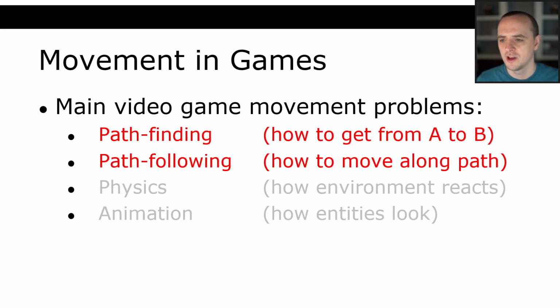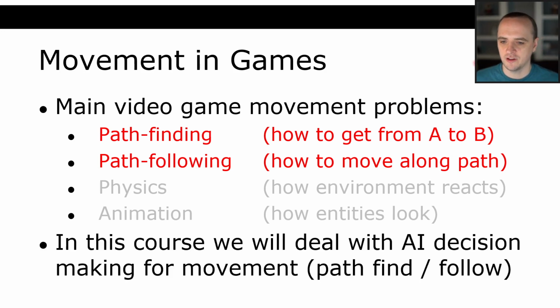But in this course, we're really only going to be looking at the first two problems here, okay? There's not enough time to go into these things because the physics and the animation are really specific to your game and what your game design goals are, right? So the physics will be different in some games, the animation will be different in some games, but pathfinding and path following are pretty generic problems that we're going to have to look at in pretty much all games. So in this course, we will really deal with AI decision-making for movement. So finding a path and following a path.